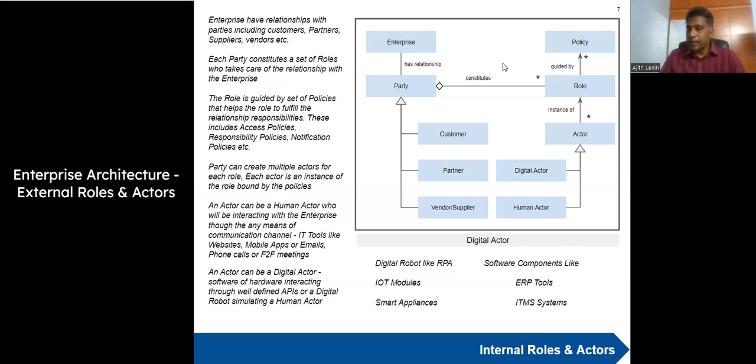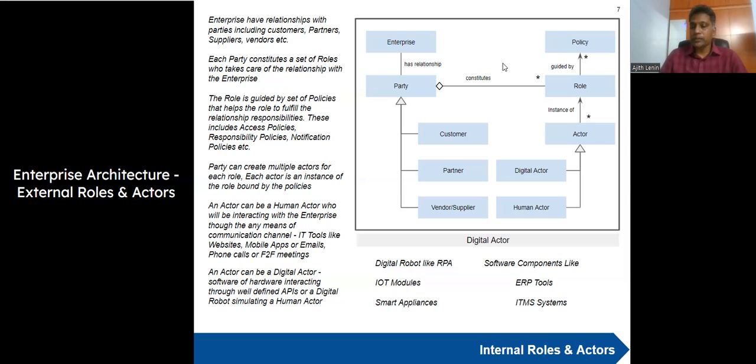And these actors could be a digital actor or a human actor. Human actors are the typical customer actors we see day to day. Digital actors could be digital robots, like RPA processors, the agents that can run. It could be IoT modules in the new world. IoT modules or IoT devices are actors; they can issue orders. In the next few years, we're going to see IoT devices performing the role of an actor, as good as a human actor. It could be smart appliances, which can actually take actions or generate events.